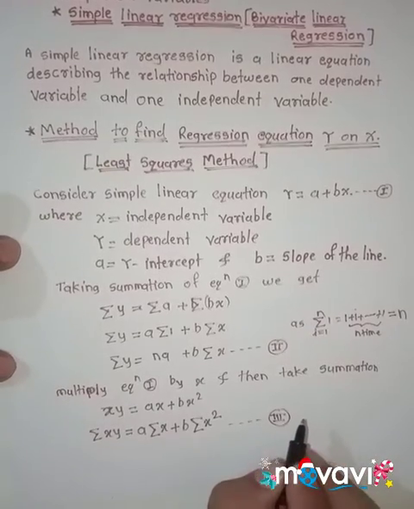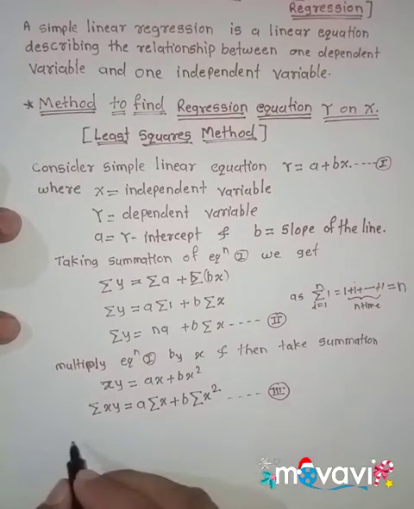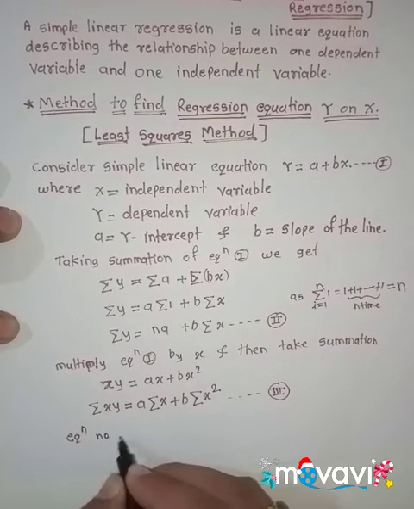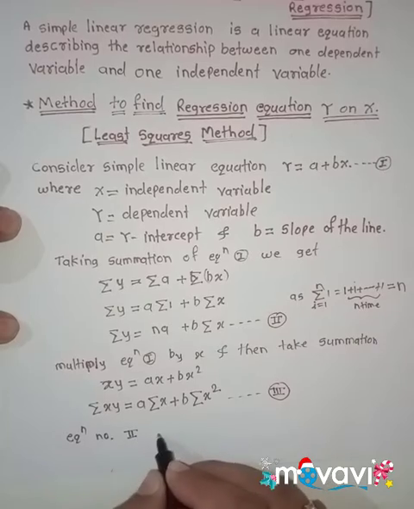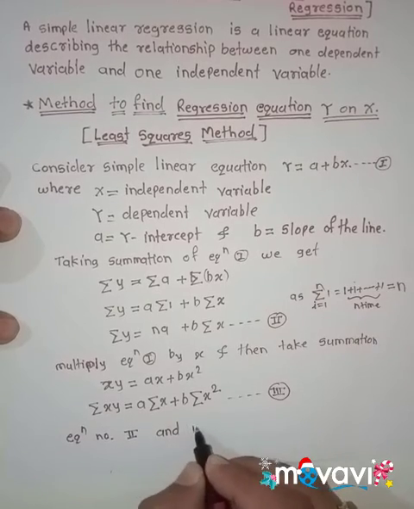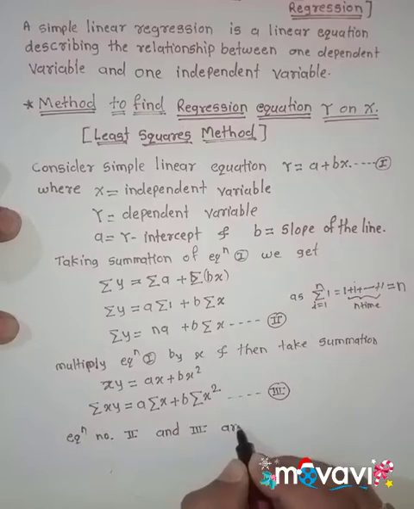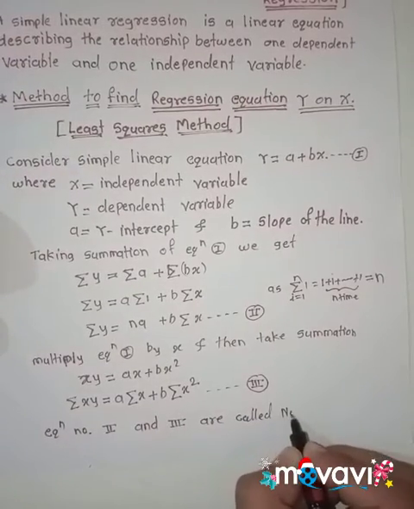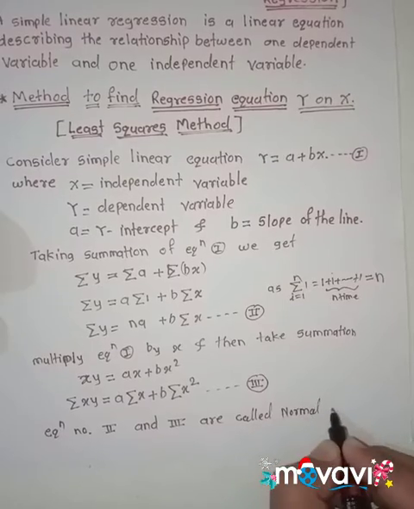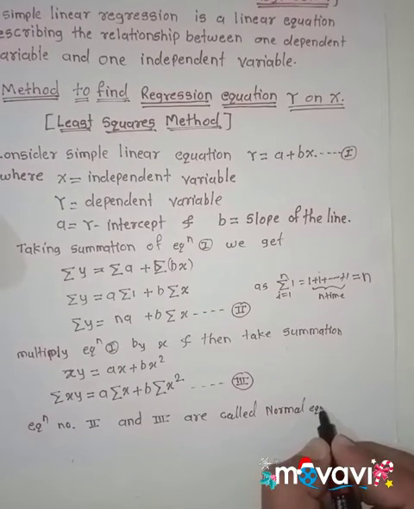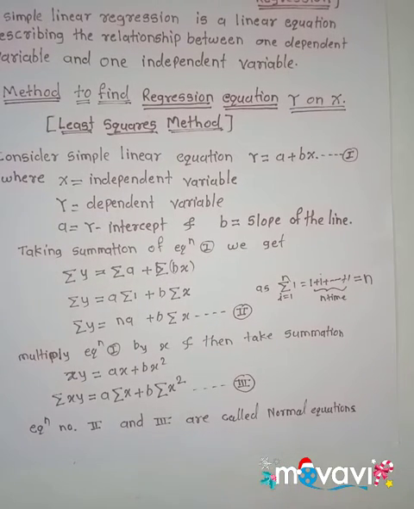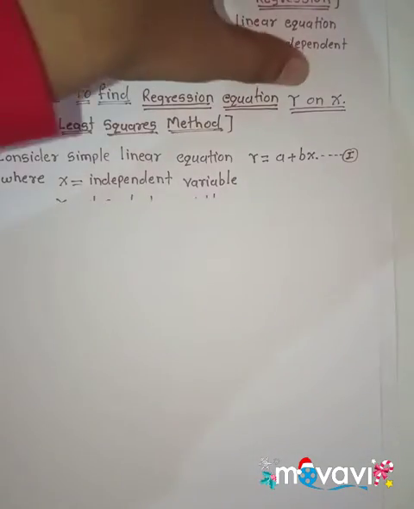Equation number 2 and 3 are called normal equations. So here we have to find the values of a and b and the regression equation y on x.